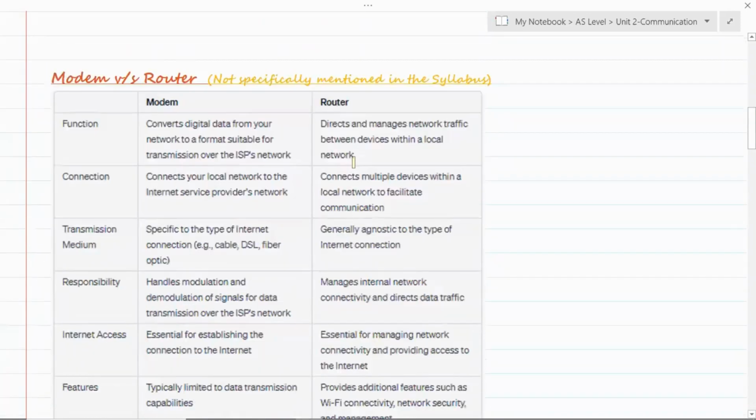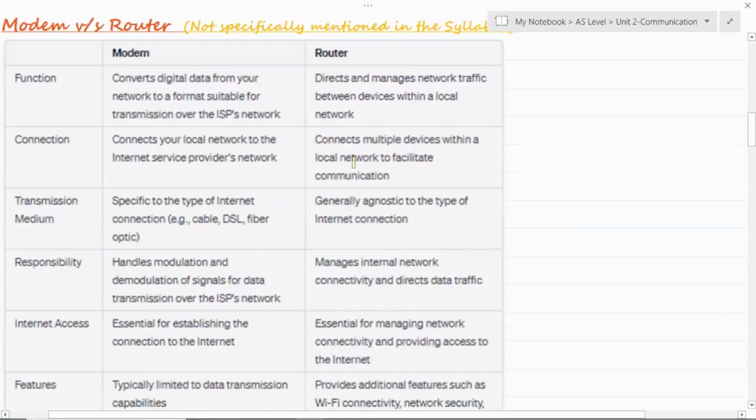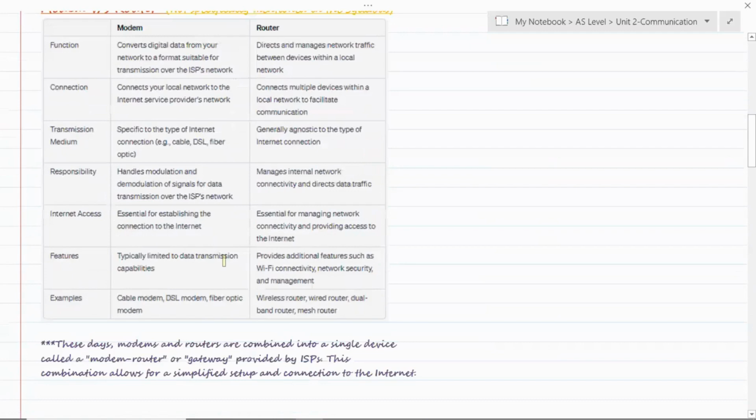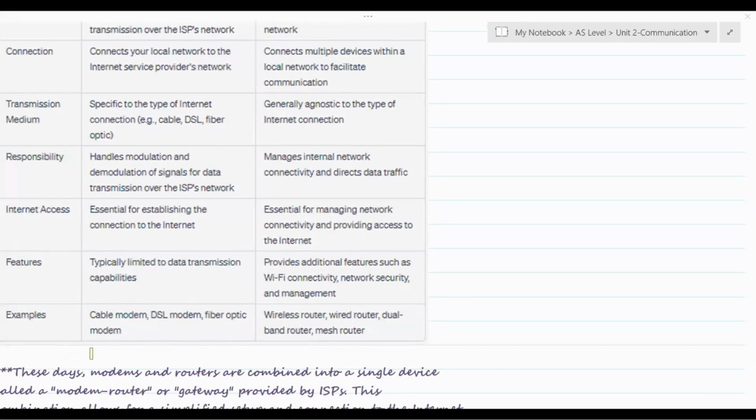Now, next is that in homes we do not see anything other than a router, right? That is because these days the modems and routers are combined together into a single device, right? Which is called a modem router or a gateway. And these are provided by the ISPs.